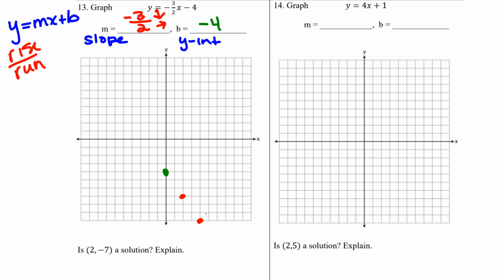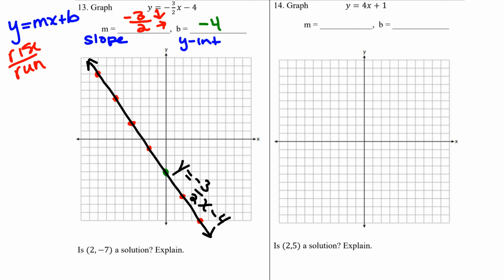Now, because I can't go any further from the green dot, my y-intercept, I'm going to work backwards. Instead of going down 3, right 2, I'm going up 1, 2, 3, left 2. Up 1, 2, 3, left 2. And then I'm going to continue on until I reach the end of the graph. From here, I'm going to connect those dots with a solid line, arrows on both sides. And then lastly, I'm going to label my line with the equation y equals negative 3 over 2x minus 4.